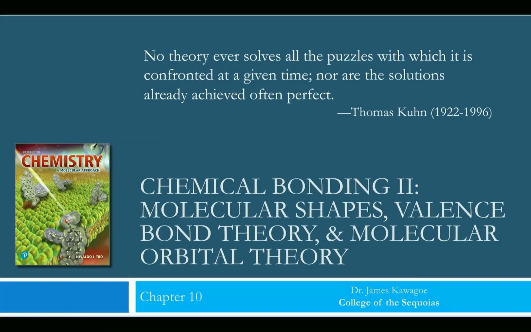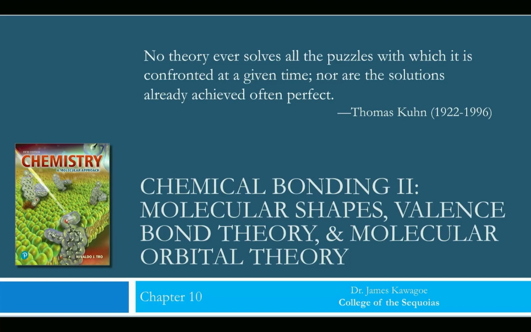So this is the second half of chemical bonding, where we talk about molecular shapes. And then at the end, valence bond theory and molecular orbital theory. And this quote points out, no theory ever solves all the puzzles with which it is confronted at a given time. So basically, none of these theories is exactly perfect or works for every situation, but they try to cover as many bases as possible.